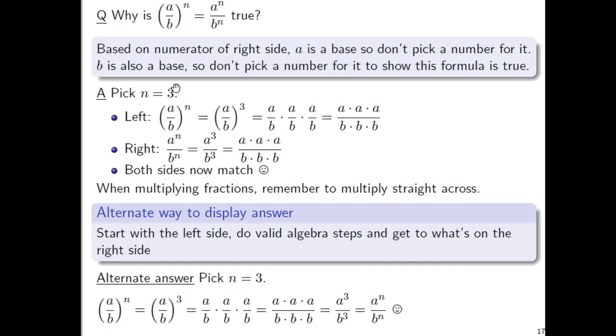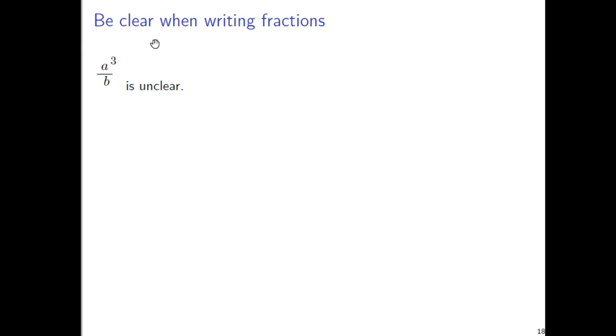Just be really careful. Based on what we just did, I ask you to please be careful when writing fractions. If you write it like this, it's kind of unclear. Where does that cube go? The unfortunate thing is how short that fraction bar is. Is the cube only applying to the a? Is it applying to the fraction? So does this mean a cubed over b, which would be clear due to that fraction bar being longer and where the cube is written, or does this mean (a/b) quantity cubed?